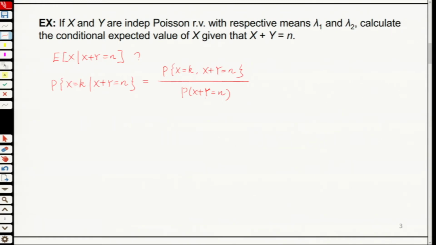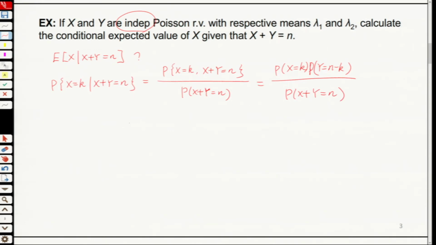Lambda 1 plus lambda 2. So what do we have here? This will become a probability: if X equals k, then what will Y equal? M minus k. But they are independent. Here they are saying X and Y are independent, so what you can do is multiply the probabilities, separate these two, and then divide by the probability that X plus Y equals n. Okay.